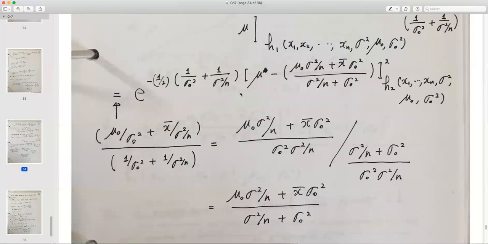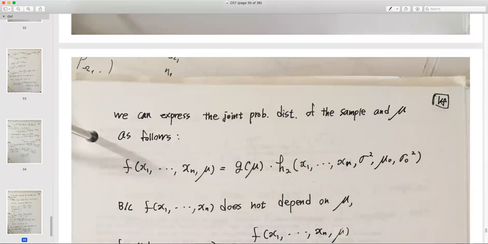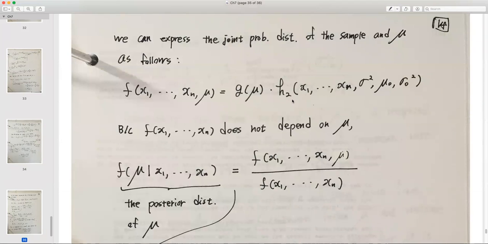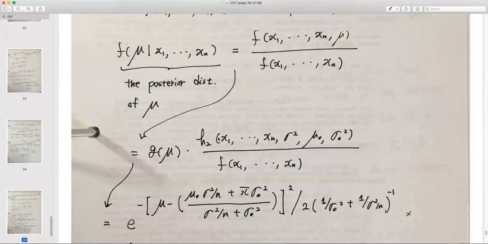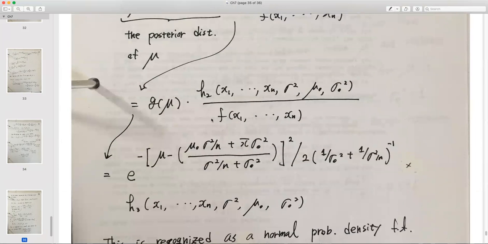All right, so now we express the f as a function of mu times h2. You see that? This one on top right there can be expressed as a function of mu, and h2 can express that. We know the function of mu, and actually we can figure out h2, but it's complicated. Next, the posterior distribution of mu, we want to find out, right? We already got the top one, which is the function of mu times h2. Now we don't have the bottom one.